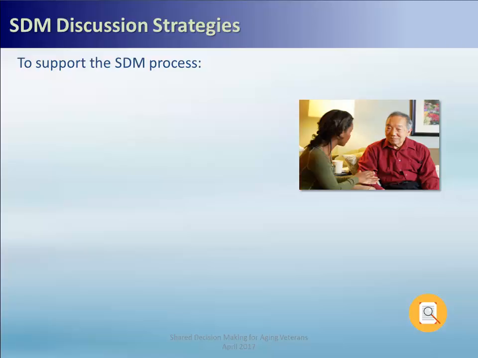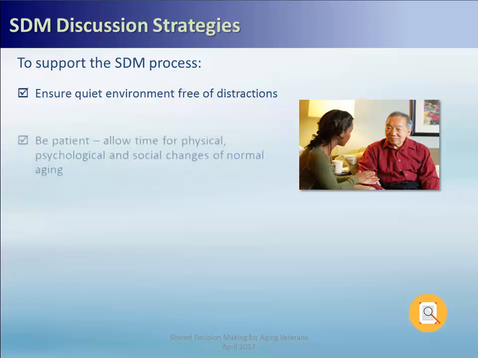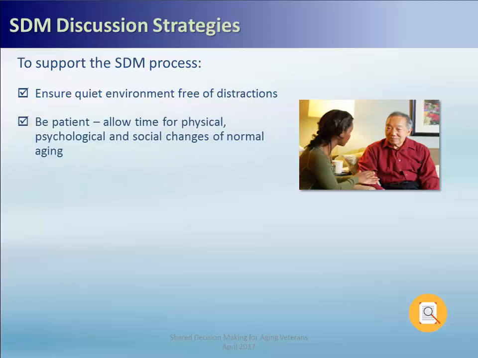Shared decision-making discussions can be sensitive, so they rely on trust among the participants. It takes practice to become skilled in having conversations about goals and preferences. In addition to good communication skills such as active listening and starting where the veteran is at, prepare yourself by making sure the environment is set up well, quiet, and free of distractions. Be patient and allow enough time to accommodate the various aspects of aging that may impact optimal communication, as well as to elicit veterans' values, goals, and preferences.